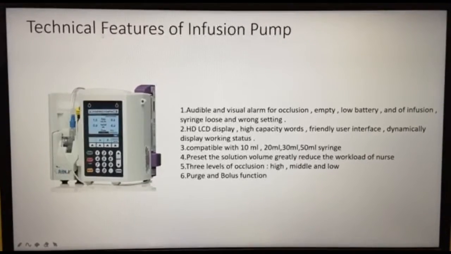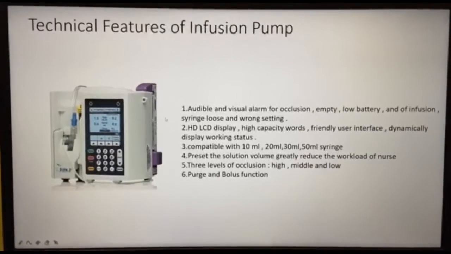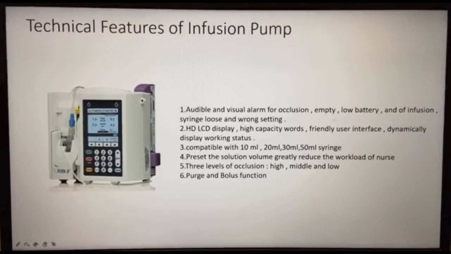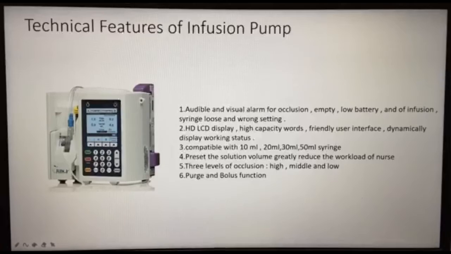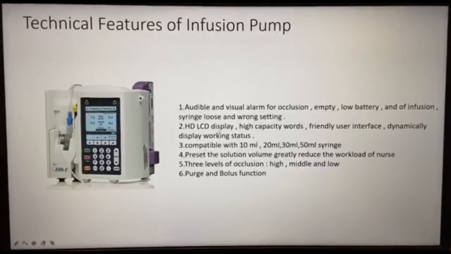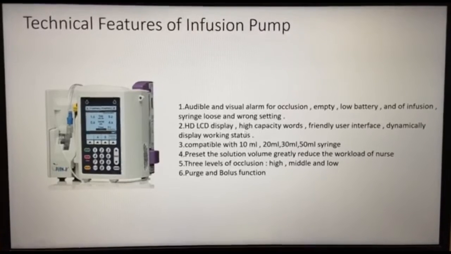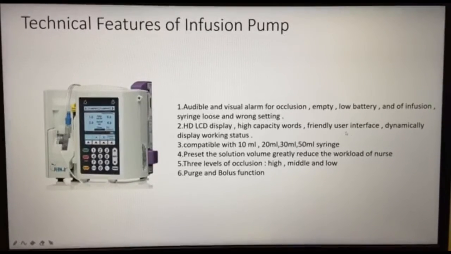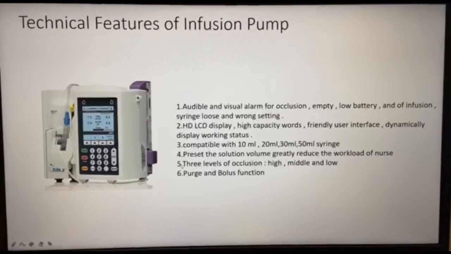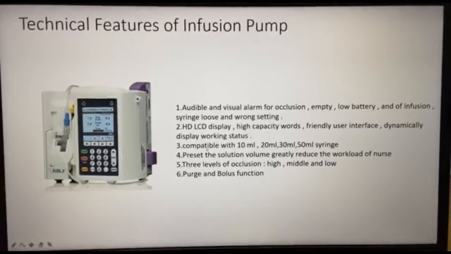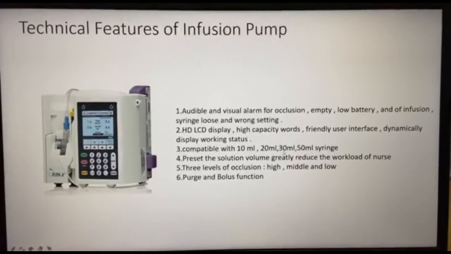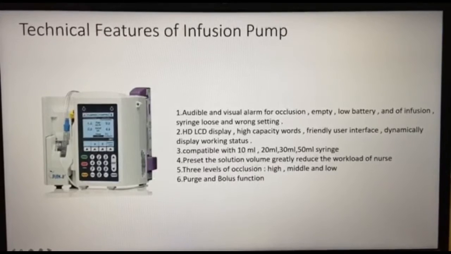A technical feature of infusion pumps is audible and visual alarms for occlusion, empty, low battery, infusion, syringe dose and bronchotic. Number 2 is an HD LCD display. It has a high capacity, a friendly user interface, and dynamically displays working status. Number 3 is compatibility with 10 ml, 20 ml, 30 ml and 50 ml syringes.